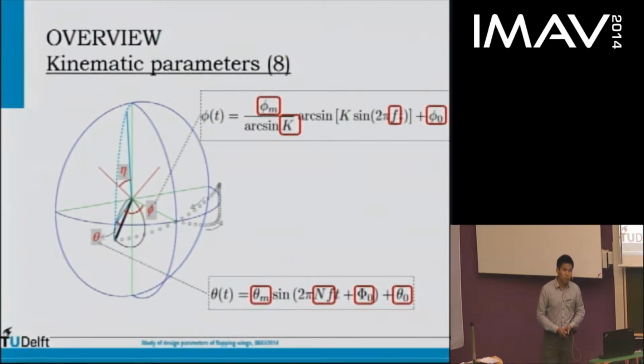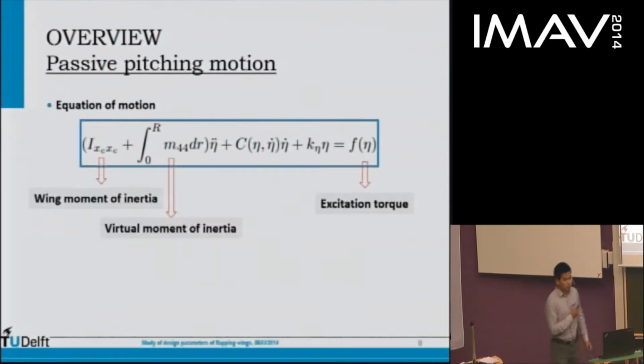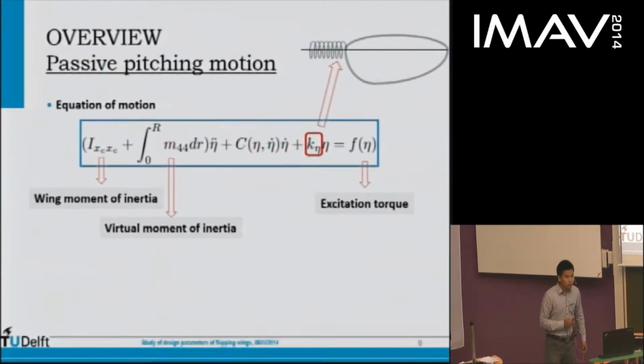As to the pitch motion, here we describe it as a fully passive motion, which is determined by this equation of motion. From this equation, we can find it is determined by 4 parts. The first one is the exciting torque due to the inertia from the wing sweeping motion and heaving motion. The second term is the moment of inertia, which includes 2 parts: the wing moment of inertia and the virtual moment of inertia, which is due to the added mass. And the third term is the spring stiffness.